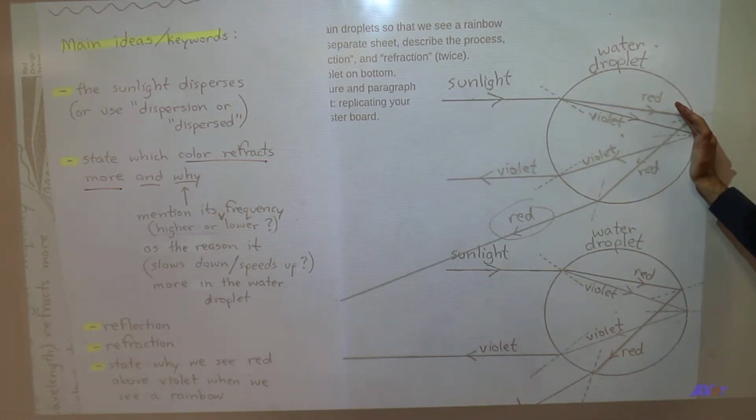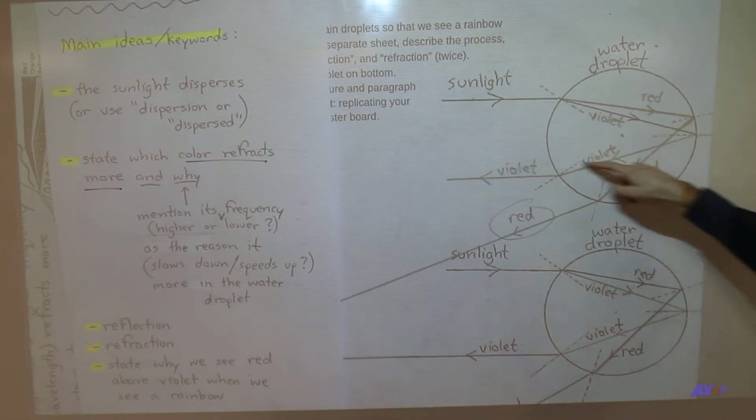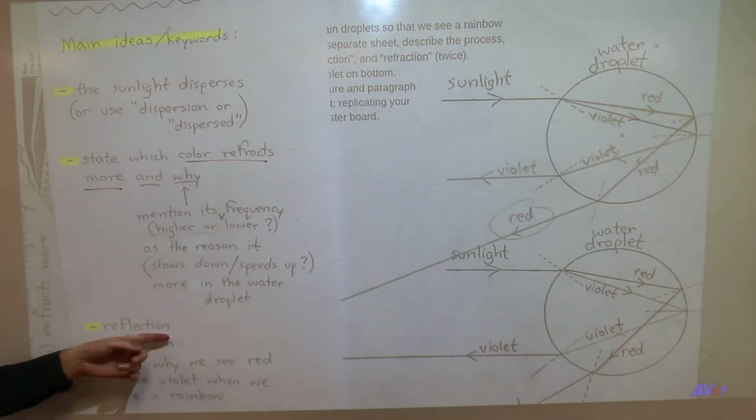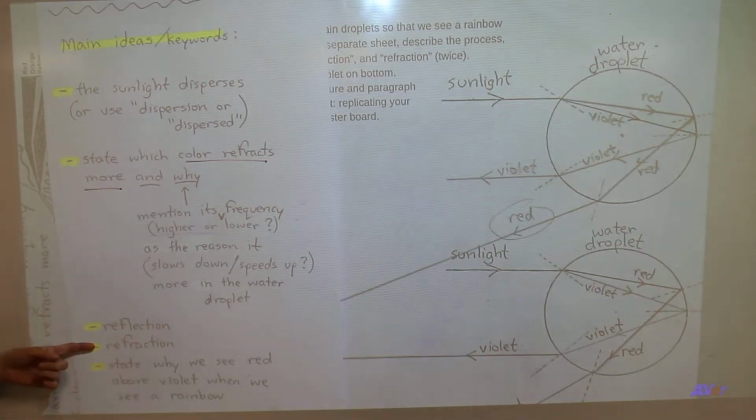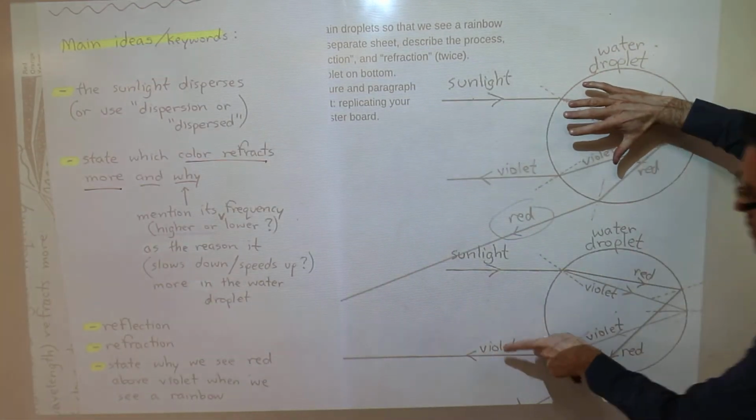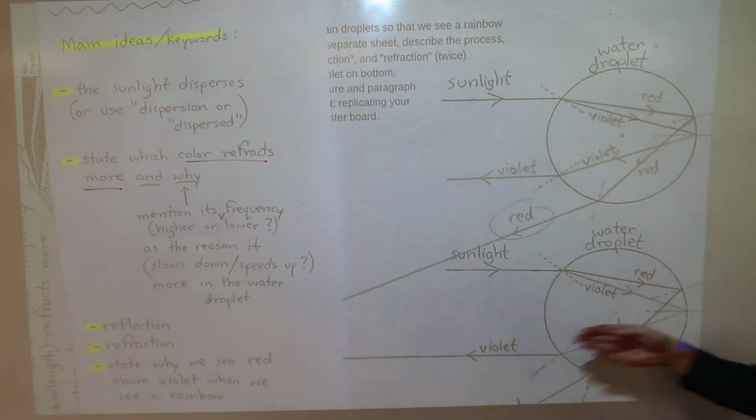And then there's refraction. So then the rays of light refract out of the droplet back into the air. Then state why we see red on top, which our picture totally shows. So you could just state, we see red on top in a rainbow because red comes from the higher water droplets in the sky. We see violet lower in the rainbow because violet comes from the lower raindrops in the sky.